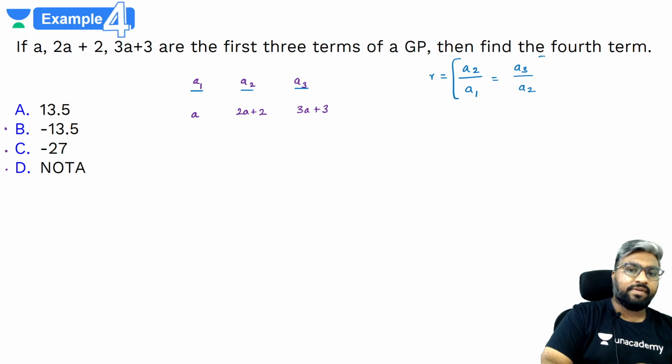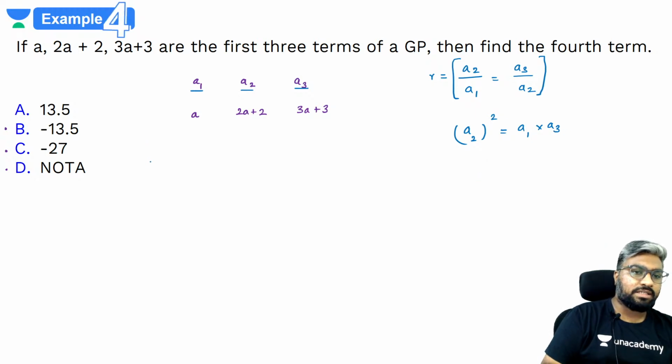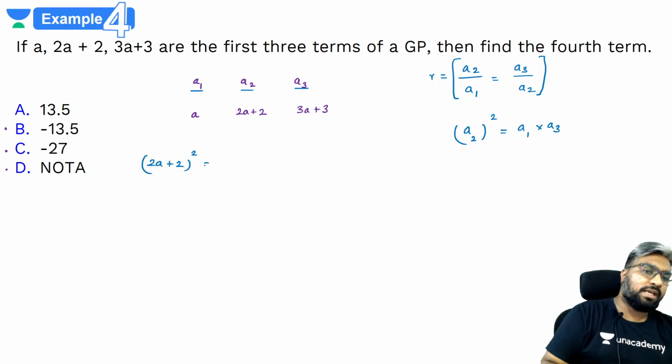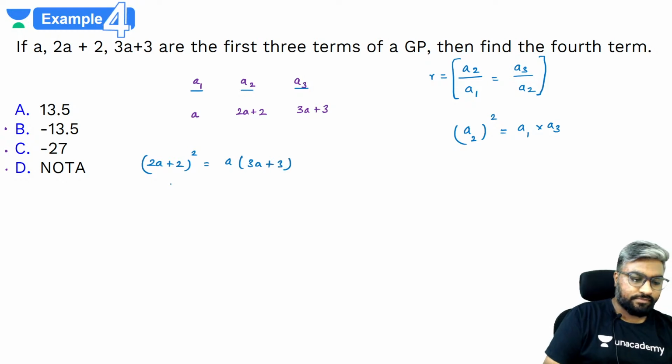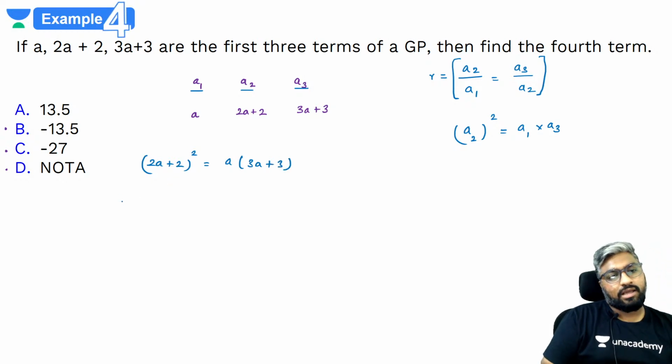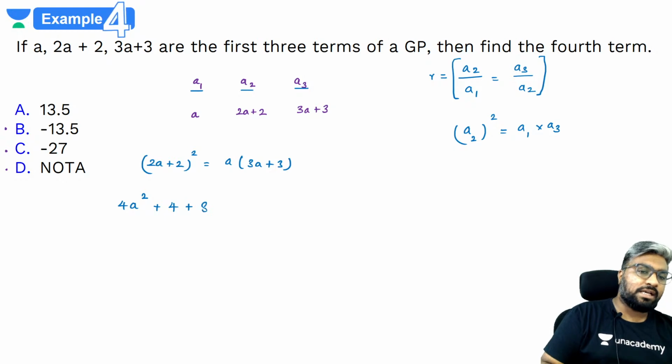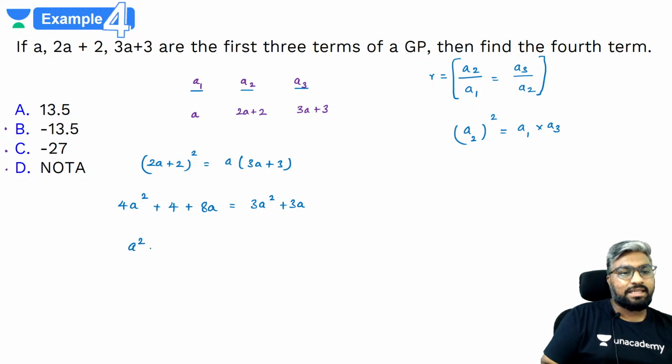So if I take these two terms into consideration, can I say A2 the whole square, cross multiplied, will be equal to A1 into A3? A2 square is nothing but A1 into A3. So A2 square, which is 2A plus 2 the whole square, should be equal to A into 3A plus 3. Yes, so what do we end up getting here? 2A square, which is 4A square, plus 2 square, which is 4, plus 2 times 2A into 2, that is 8A, should be equal to 3A square plus 3A. Now you get a quadratic equation, bring everything to the left hand side. 4A square minus 3A square is A square. 8A minus 3A is plus 5A, and you have plus 4 equal to 0.